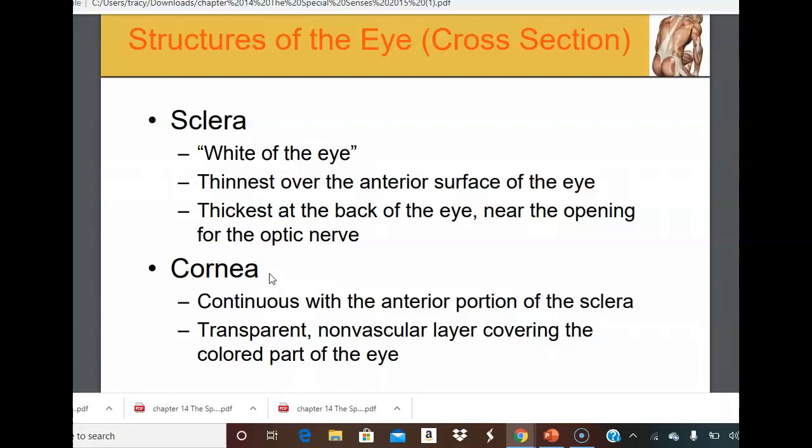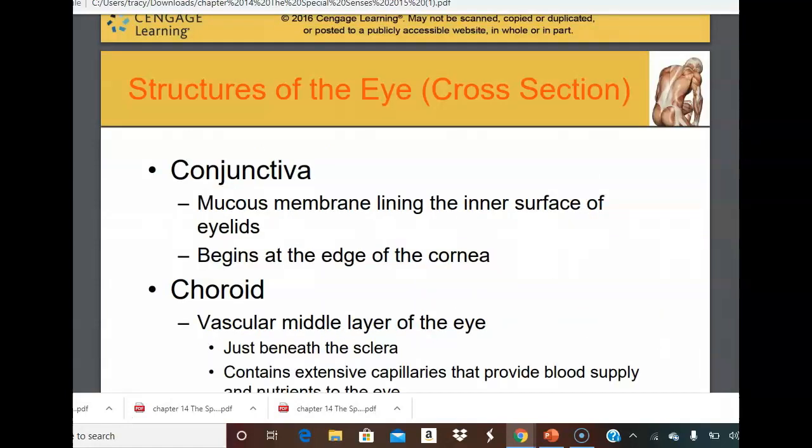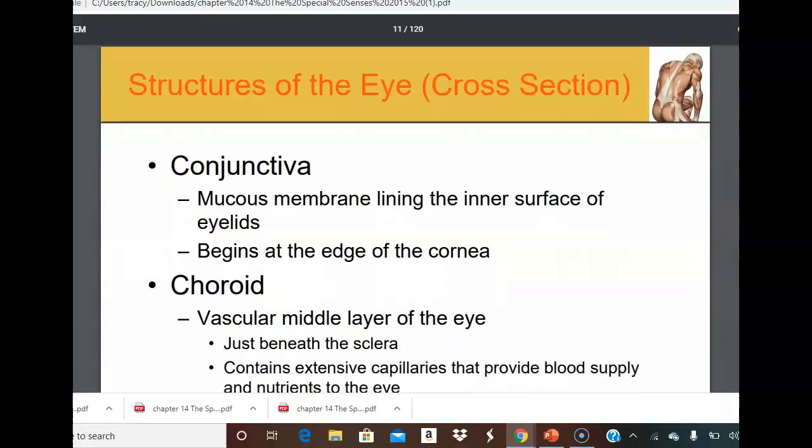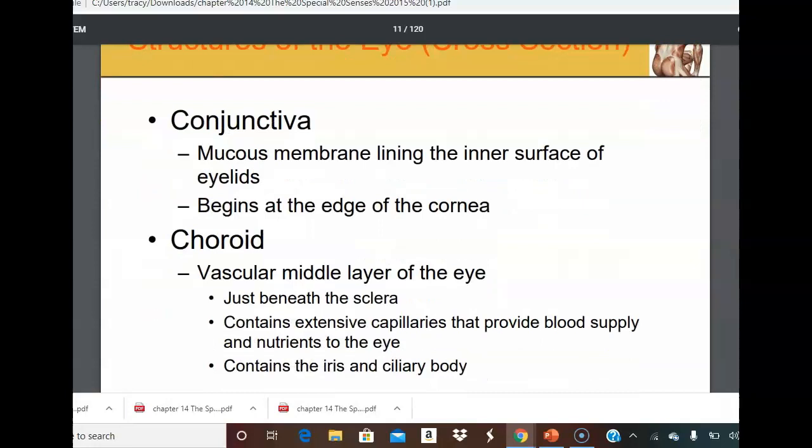The cornea is a transparent, non-vascular layer that covers the colored part of the eye and the front part. So that's why the sclera is very thin, because the cornea actually lies over that area and helps to refract light as it enters. Okay. We talked about the conjunctiva. That's a mucous membrane that covers it. It begins at the edge of the cornea and covers anteriorly and into the eyelid area.